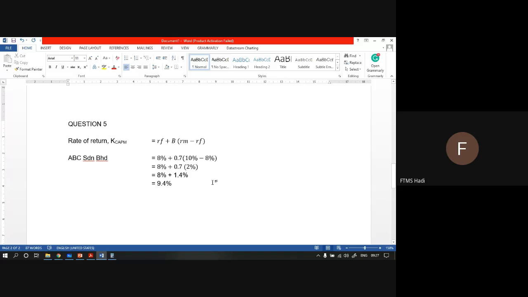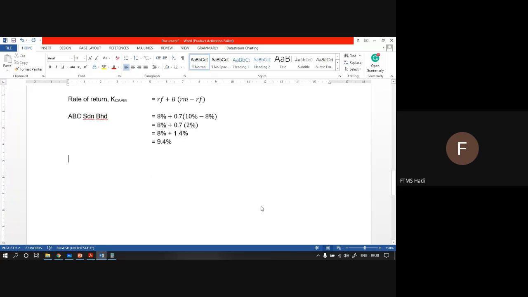Sometimes what students usually did, even last semester, was they didn't settle the bracket first. They add this one, which is wrong. This is not correct. So you need to resolve the bracket first, and then you multiply, and then you just add. So you need to be careful in this one, otherwise you will be confused.